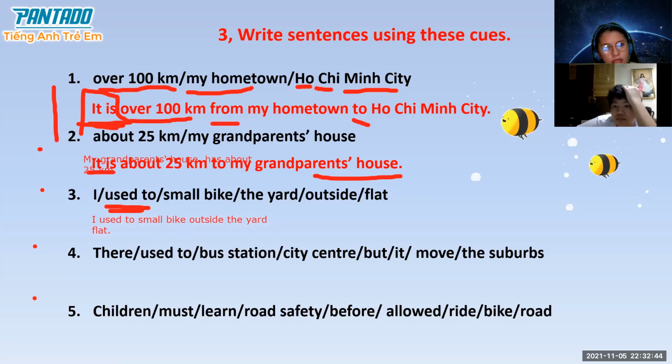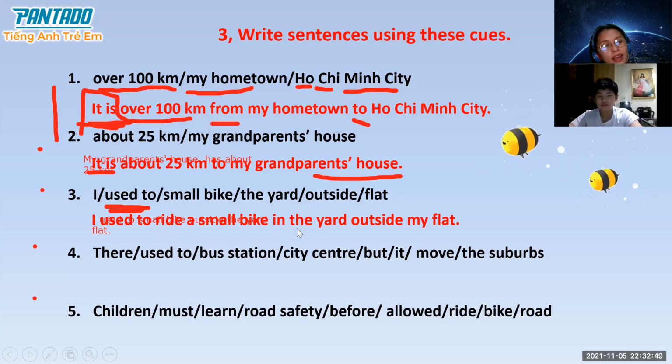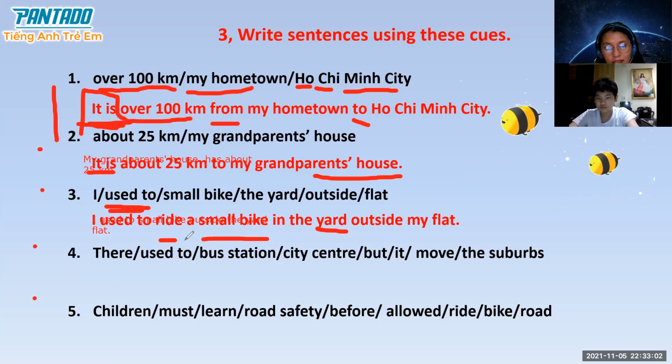So let's try to see. I used to ride a small bike in the yard outside my flat. Yard is a measurement. What are you going to do with a small bike? You're going to ride. So you're going to do riding outside your flat in the yard. There's a backyard or maybe a front yard, where you can ride.